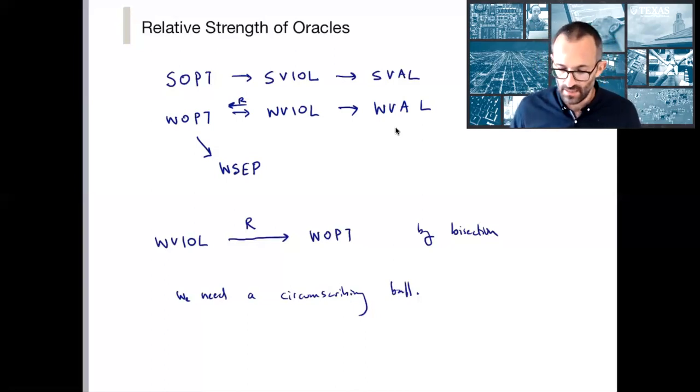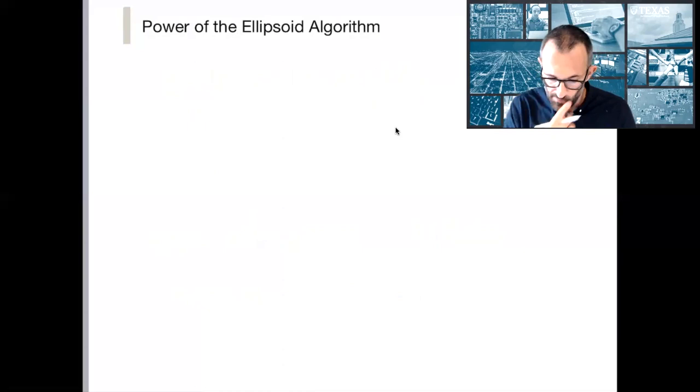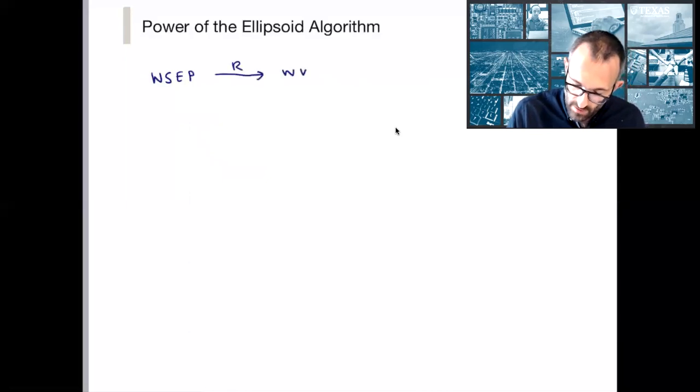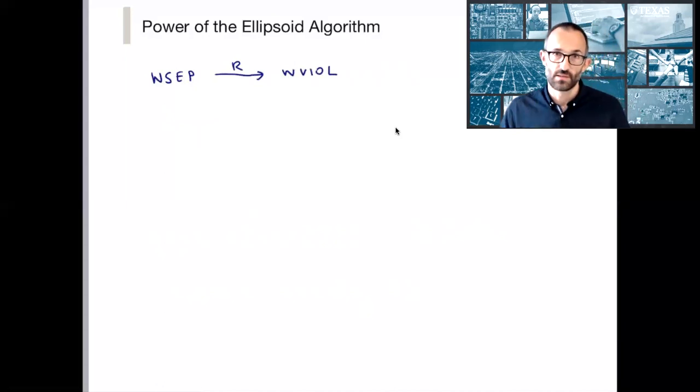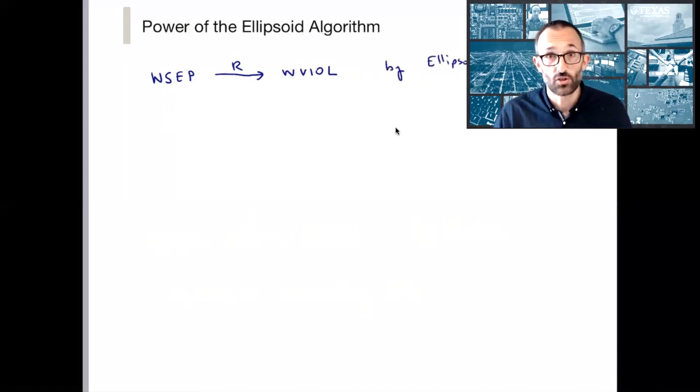Okay, so let's go back to the ellipsoid algorithm and basically see what we get here. What the ellipsoid algorithm does for us is that it gives us this important arrow: weak separation to weak violation. So this is what we get by ellipsoid. And once we get this, we actually have quite a bit.